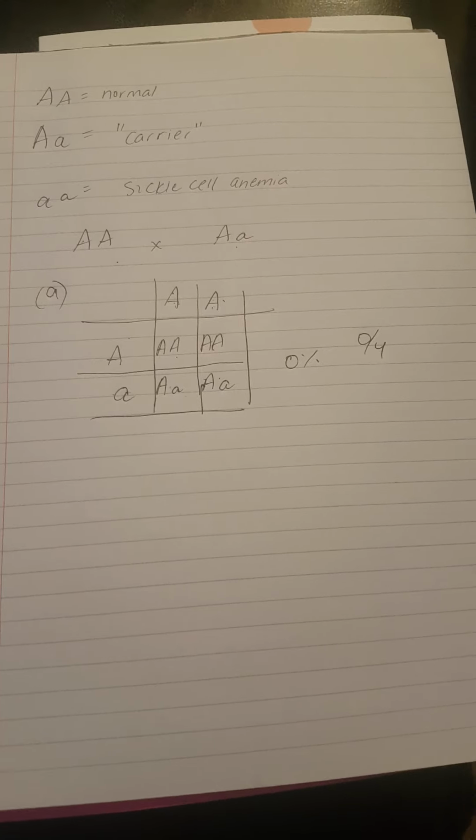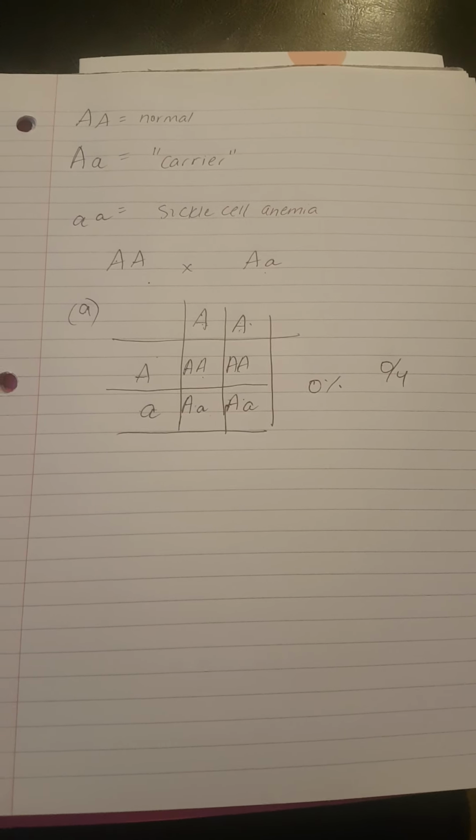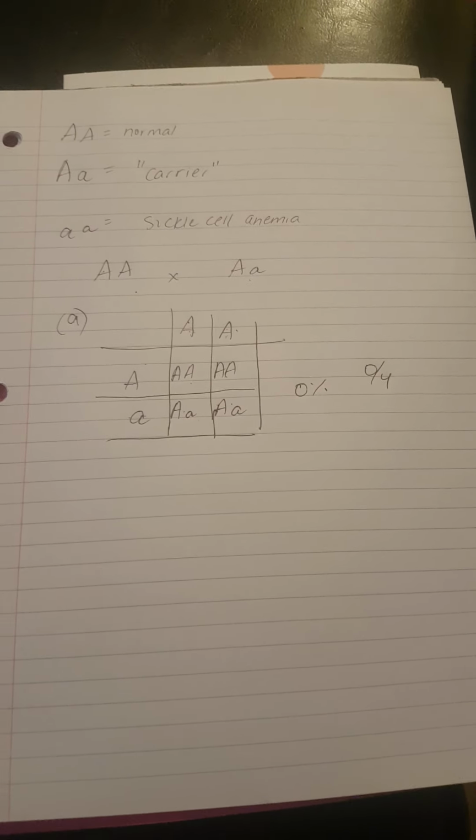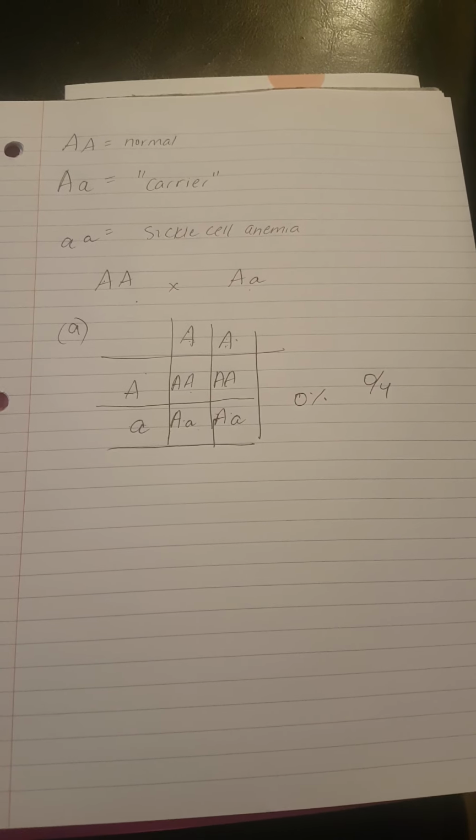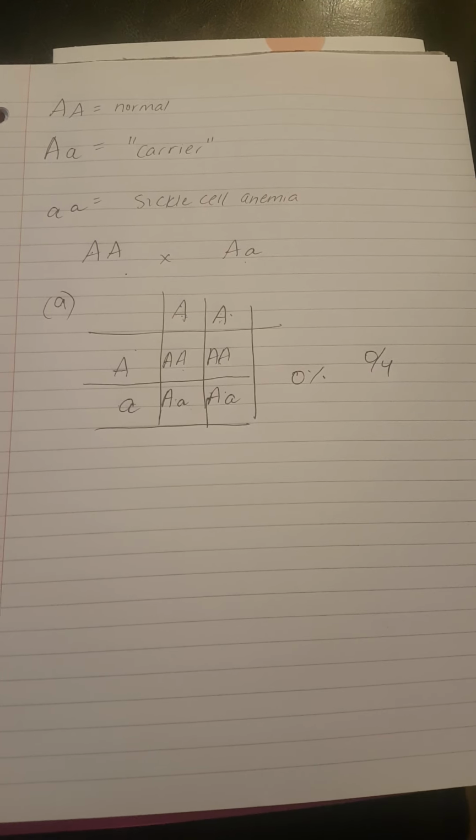And you'll find that with B and C, you'll get a little bit more of an interesting result. You may have an offspring or 2 that has 2 small a's and therefore would have sickle cell anemia. Hopefully that helps.